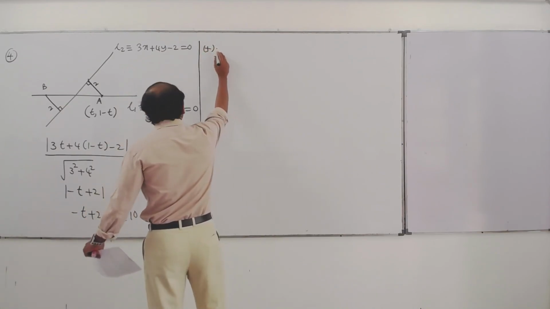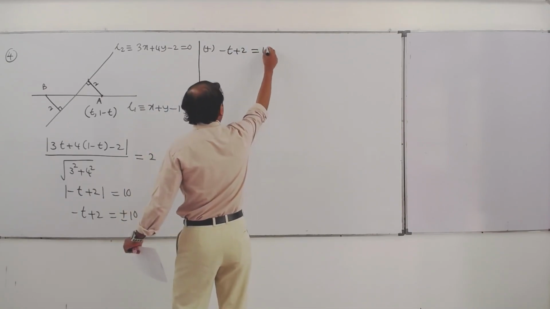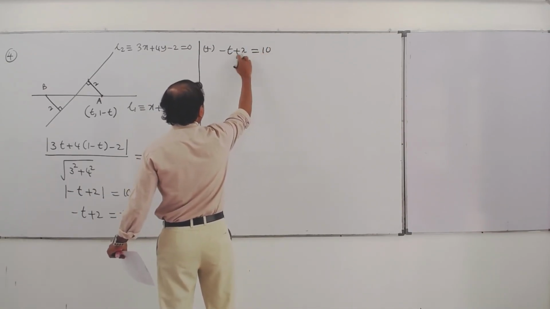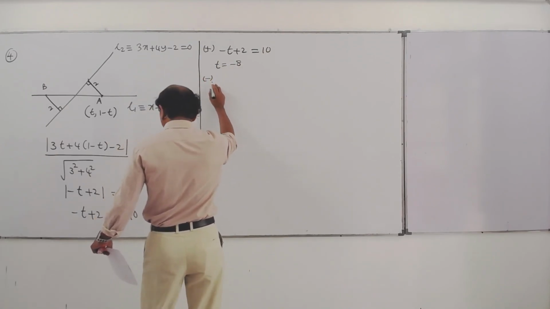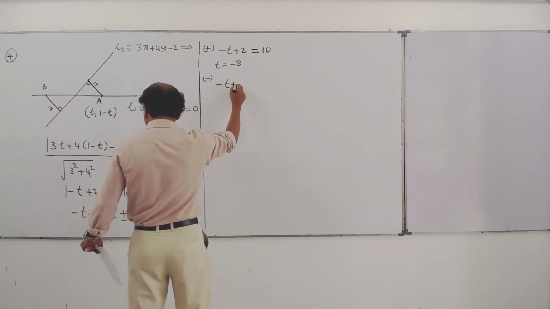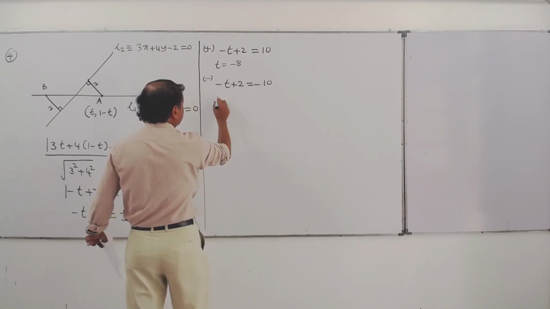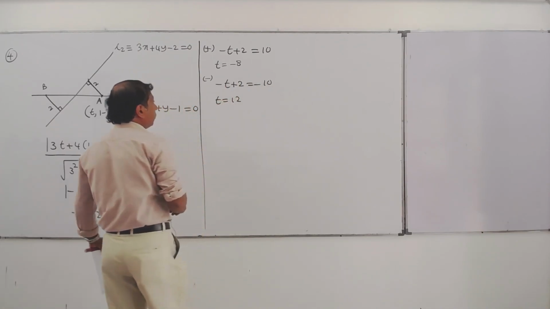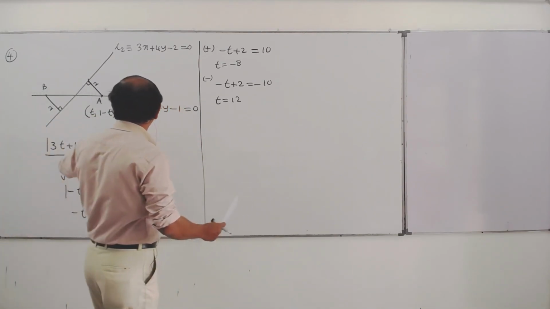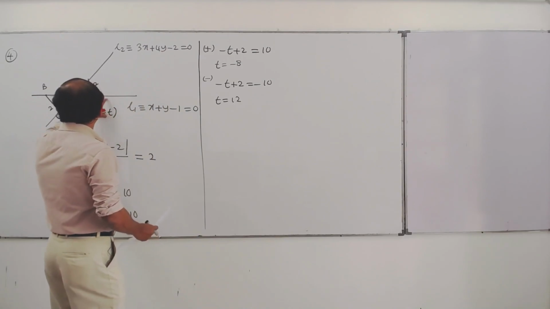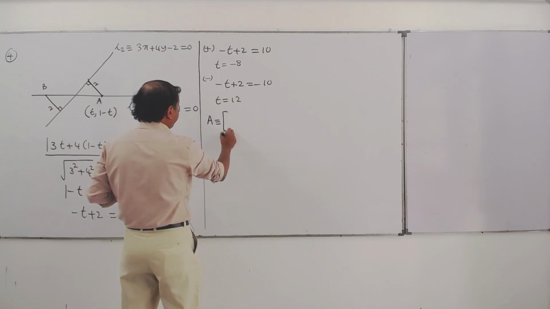Right. Then we get minus t plus 2 is equal to plus 10. Take this side, this side. Then we get t is minus 8. And the minus sign, minus t plus 2 is minus 10. Take this and this, t is 12. There are two answers. So taking any t value and substituting here, we can find A. The other t value we get B. Therefore, we'll take A. Right?